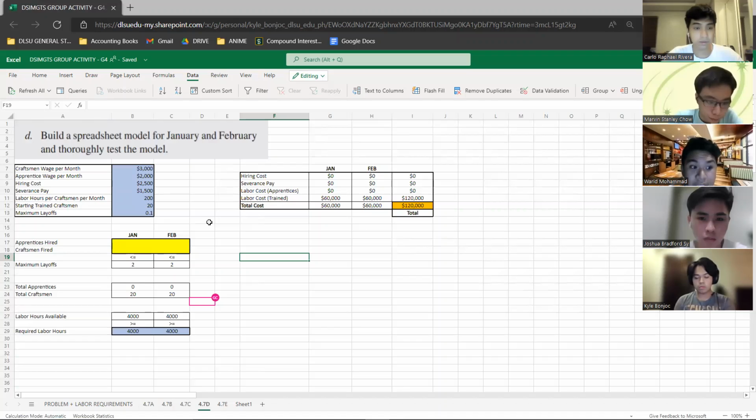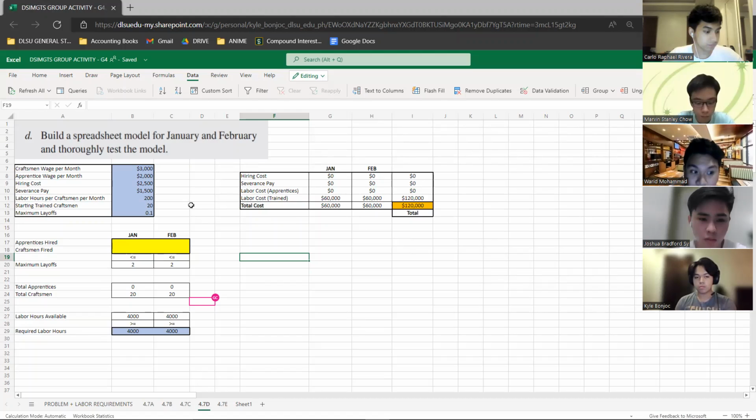Now for problem D, it asks to build a working spreadsheet model for the months of January and February and to thoroughly test the model. Following the format of problem C, albeit only including the first 2 months of the year, we see that for each craftsperson hired or fired, they cannot be more than our maximum number of layoffs.